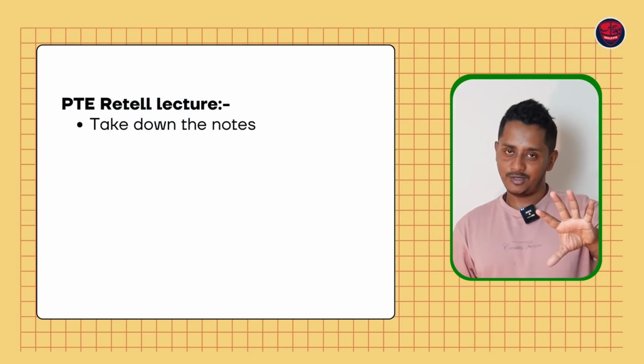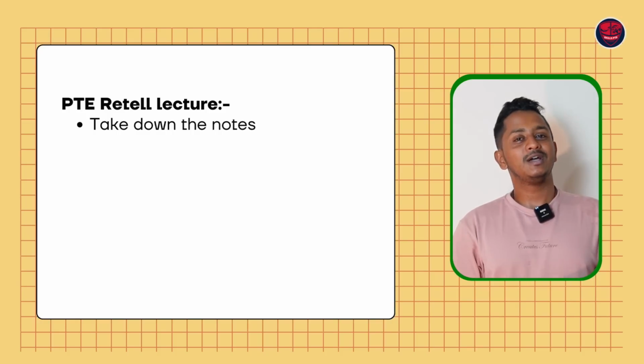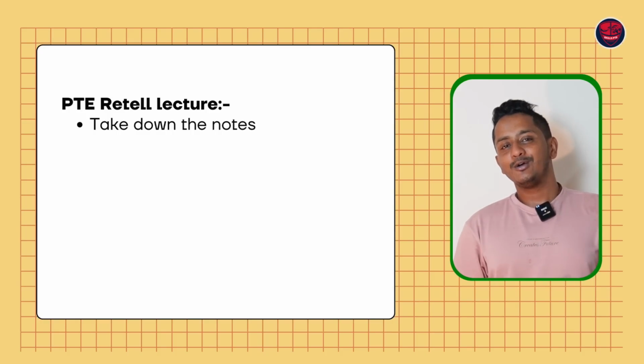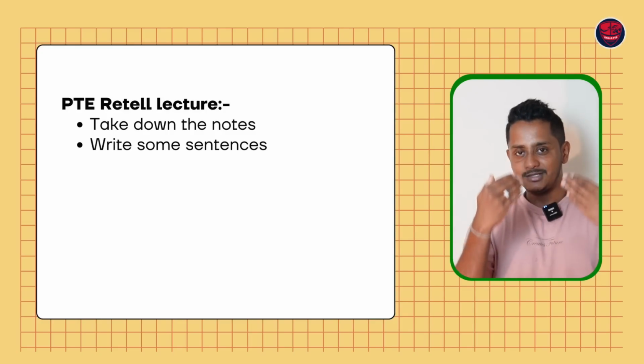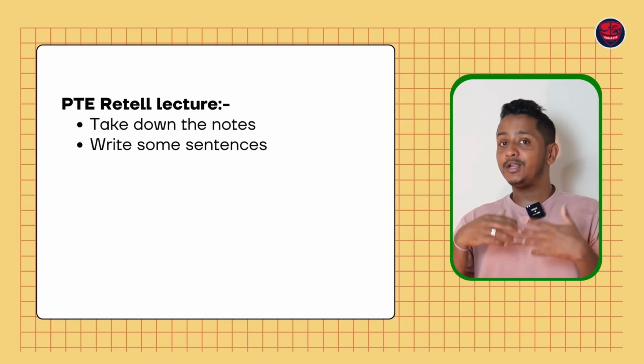Now we will continue with the PTE Retell lecture. I'll explain that. Then we come to summarize spoken text. Then we start taking the practice audios that I have. When it comes to PTE Retell lecture, the first step is to take down the notes. And when you take down the notes, make sure you write some sentences, and once the audio ends, you will have 10 seconds. After that, you got to speak.